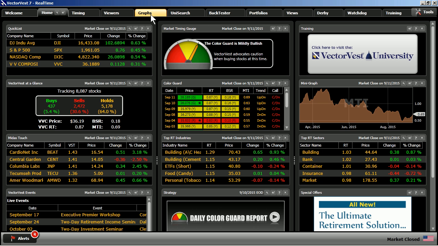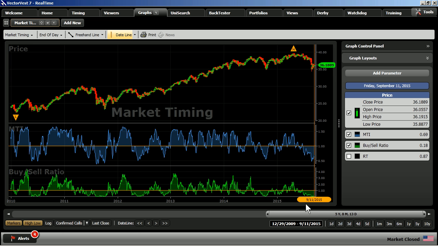I'm going to start by going into the program. We'll go to a Graphs tab here, and again we're back at this just over 5 years, about 5.5 year look at a market timing graph. And I'm going to start, and the date really almost doesn't matter, but we're going to show once again how it does work over and over.